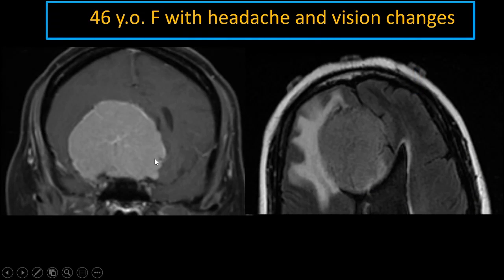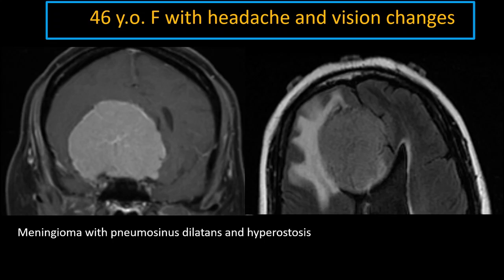The MRI nicely demonstrates the relationship of the tumor to the optic canals, which it extends into, as well as the relationship to the brain parenchyma with associated vasogenic edema seen in the anterior right frontal lobe.